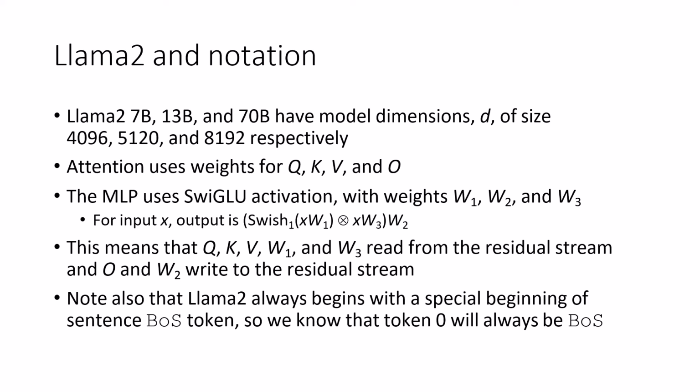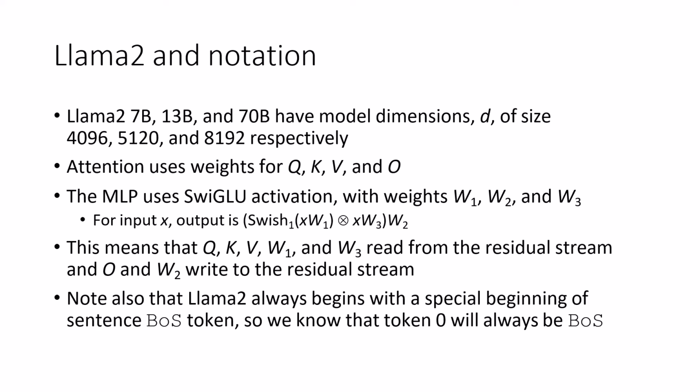If you think about these a little bit, what that means is that the QKV and the W1 and the W3 are the inputs where the values on the residual stream get directly multiplied by those matrices to create an intermediate value. The O and the W2 matrices, the intermediate value gets multiplied by them, and the output gets added directly to the residual stream. So mostly in this paper, you're going to see them talk about the O and the W2 matrices because those are the ones that directly write onto the residual stream. But conceptually, we can also talk about the other ones because those are the ones that are reading from the residual stream.